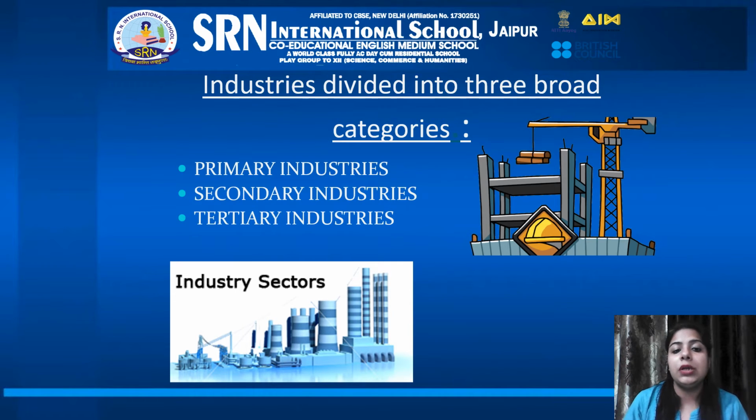Then tertiary industries are those industries which basically provide the support system to the primary industries and secondary industry. And how do they provide support? With the help of transport services, banking services, insurance services, and advertising. So tertiary industry basically gives support to the primary and secondary industries.